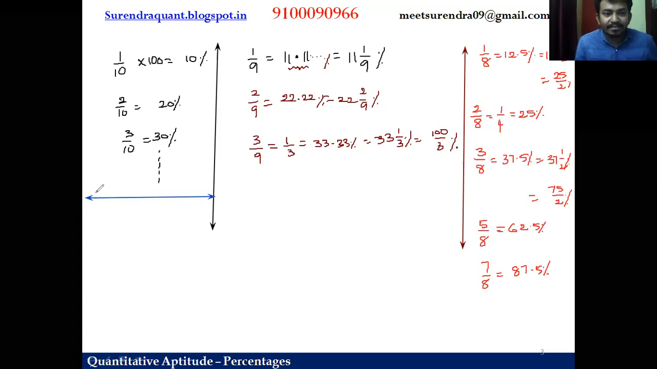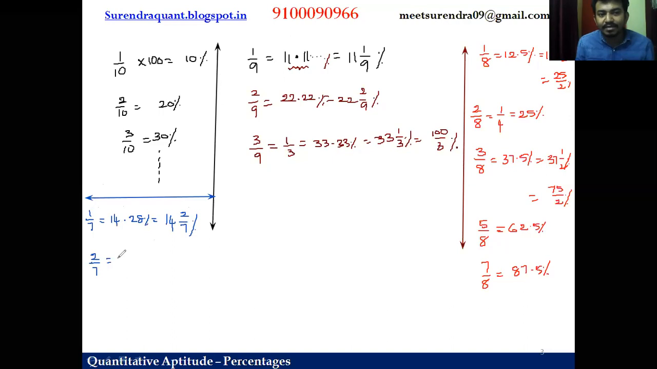Let's talk about 1 by 7. So friends, 1 by 7 is approximately 14.28%. There is some more extension. Let us start with the 2 digits. This is 14, 2 by 7%. If it is 2 times, you can take 2 by 7 as well.